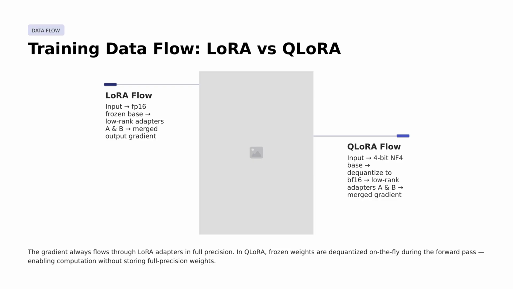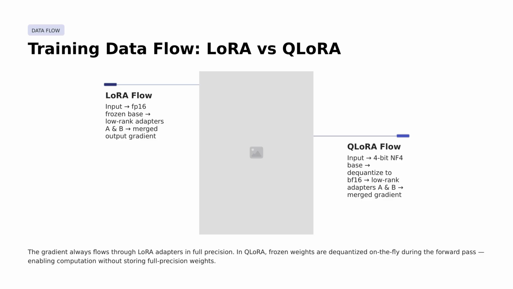This slide shows how data moves during training in LoRA versus QLoRA. In standard LoRA, the input passes through a frozen FP16 base model, then through the low-rank adapter matrices A and B, where learning happens.